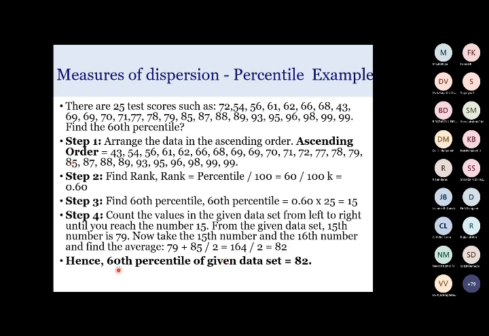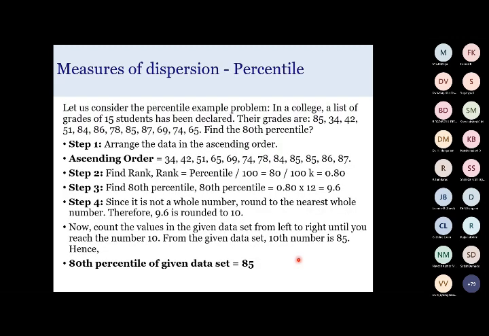So I can conclude that 60 percent of the scores are less than 82 marks. This is how we have to provide the inference. 60 percent of the scores are less than 82 marks. This is about percentile. I think it is clear.